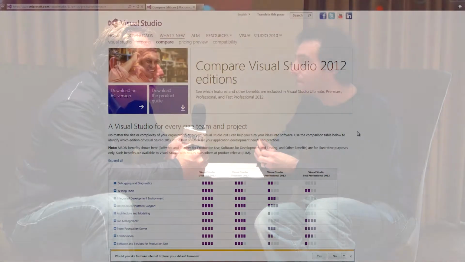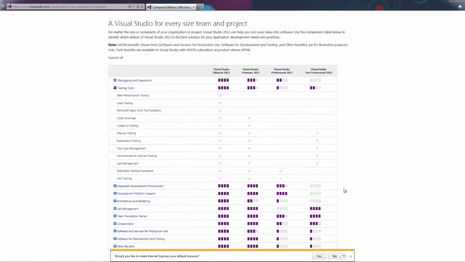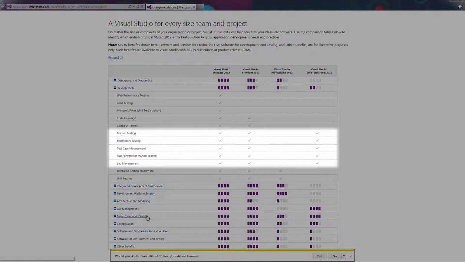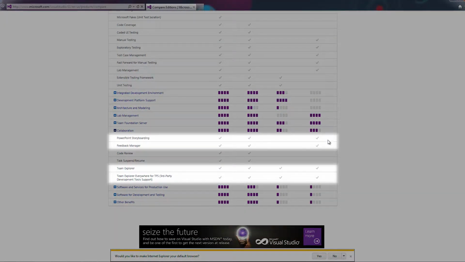But the test professional SKU has 3 main pieces of value. One is the PowerPoint storyboarding for business analysts. The second is the test manager set of features. So that includes for testers as well as the business analysts. So they're kind of like a BA and a tester, which I guess is a good idea. Yes. Exactly. And depending on the organization, a lot of them share that role. And then the third piece is the feedback scenario, which we can talk about a little bit as well in there.